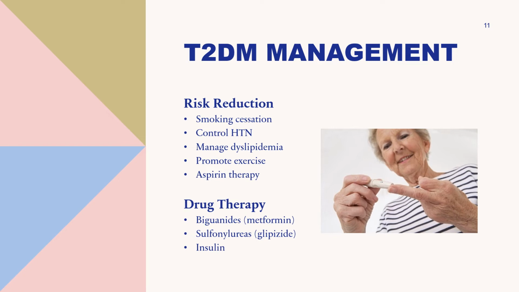Medical management of type 2 diabetes includes risk reduction by emphasizing all these things here. Of course we want to emphasize quitting smoking, controlling high blood pressure, managing lipids, promoting exercise, getting weight down the best that we can, and aspirin therapy. Initial drug therapy among healthy, fit older adults usually includes metformin along with lifestyle modification. If metformin is contraindicated or the patient can't tolerate it, then short-acting sulfonylureas are recommended.